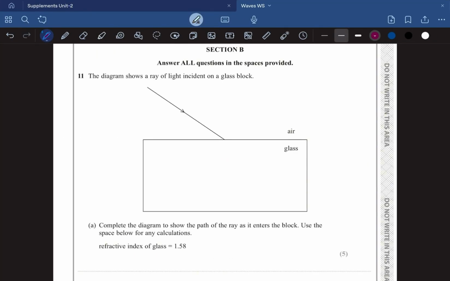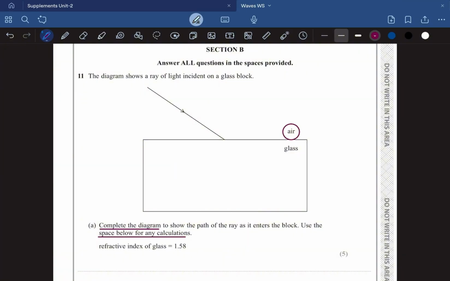Alright, so now let's solve this question. It says the diagram shows a ray of light incident on a glass block. Complete the diagram to show the path of the ray as it enters the block. Use the space below for any calculations. So basically, we'll have to draw them. We'll have to complete the diagram. So to complete the diagram, you will have to use your scale and protractor. You cannot draw it simply.